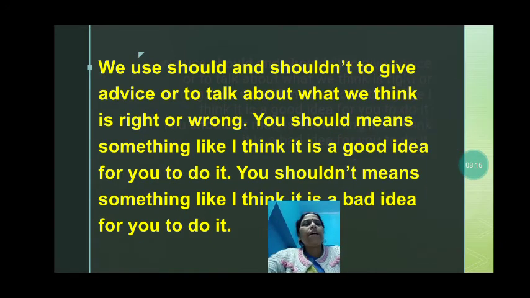Then we use should and shouldn't to give advice or to talk about what we think is right or wrong. So when we think anything is right or wrong, then what do we do? We use should for the thing we think is right, and should not when we think the thing is not right. You should means something like I think it is a good idea for you to do it. So when I say that you should study nicely, that means that's a good idea, you should do it.